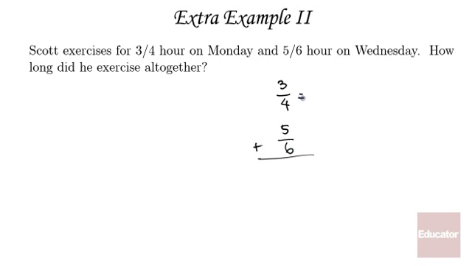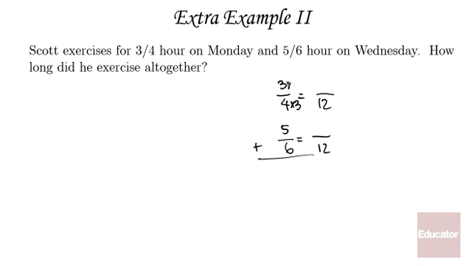4 and 6 can both be 12. A lot of times people will think 24 because 4 times 6 is 24. But oftentimes it's easier to choose the lowest common denominator, because that means later if you need to simplify, it's going to be a little bit easier because you're starting with a smaller number.